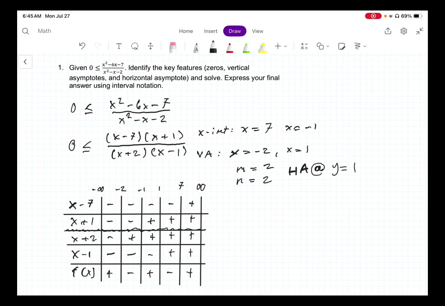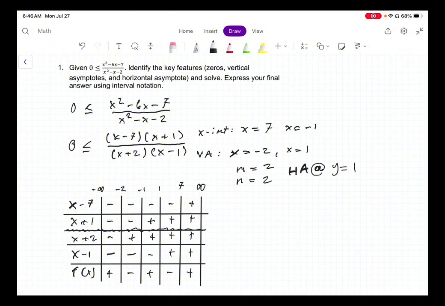Given the inequality 0 is less than or equal to x squared minus 6x minus 7 over x squared minus x minus 2, we are asked to identify the key features and solve. So the first step with any rational inequality is to get it to compare to 0. However, this is already done for this inequality, so we don't need to. The only thing that we need to do now is simplify. The easiest way to simplify this is just by factoring. So we're going to factor the numerator and denominator, giving us x minus 7 times x plus 1 over x plus 2 times x minus 1.